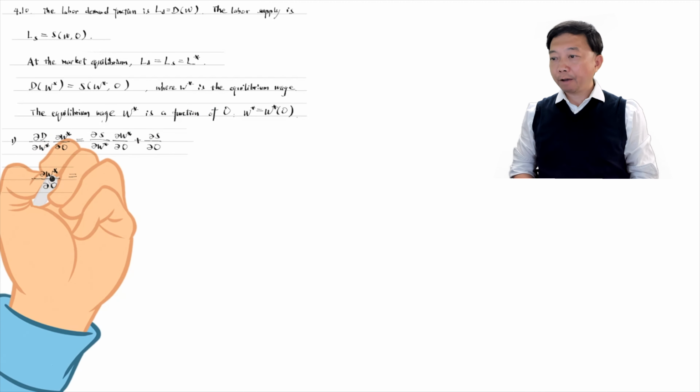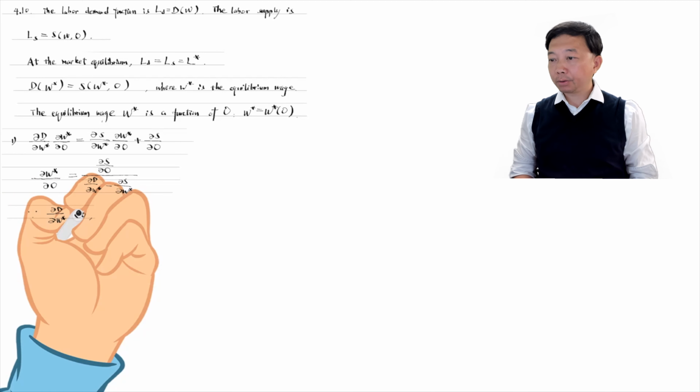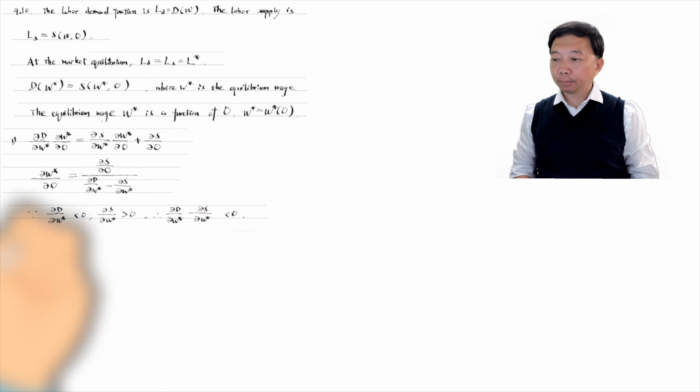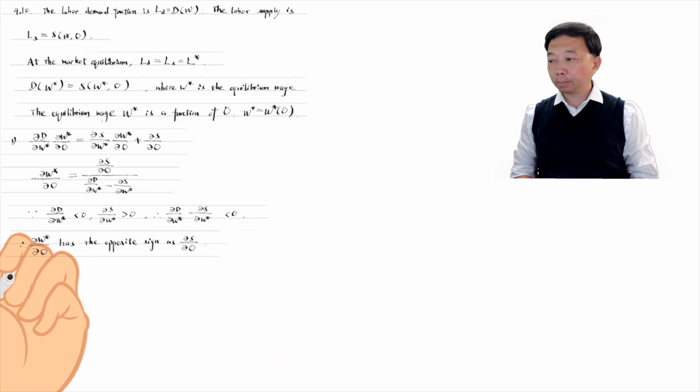Rearranging the equation, we have the expression of partial W star over partial O. We know that partial D over partial W star is negative because of the law of demand. An increase in the wage leads to a decrease in the demand for labor. The labor supply curve is usually upward sloping: the supply of labor increases with wage. So the denominator is negative. Thus, partial W star over partial O has the opposite sign as partial S over partial O.